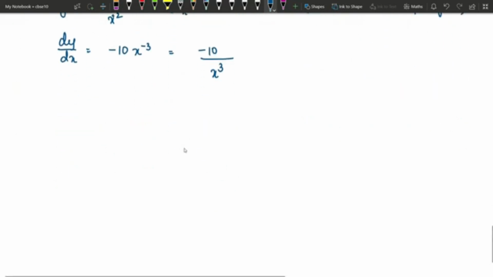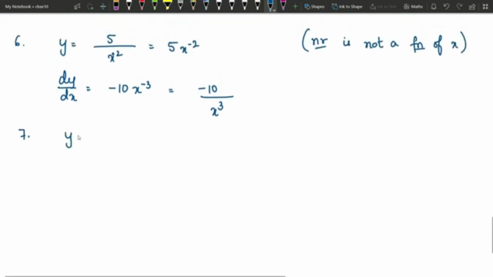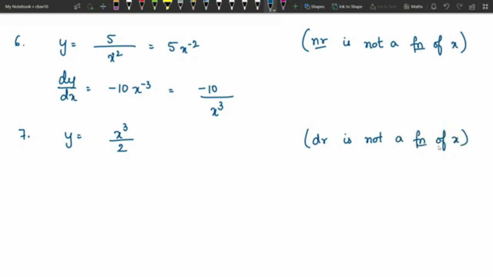Okay. And suppose you have a question like this. Y is equal to x cube by 2. Okay, x cube by 2. Again here, though it looks like a fraction, you are not going to use the quotient rule. Why? Because denominator is not a function of x. Hope this is clear now. Denominator is not a function of x. So basically this is written as 1 by 2 into x power 3, where this 1 by 2 is going to become the coefficient of x cube.